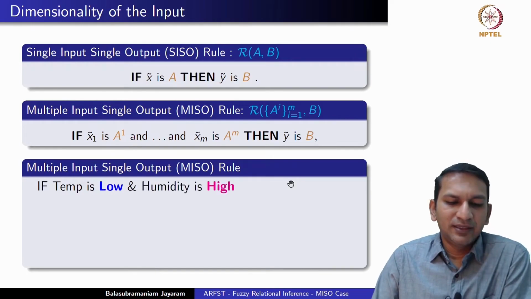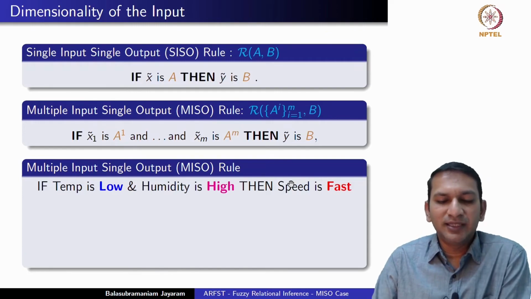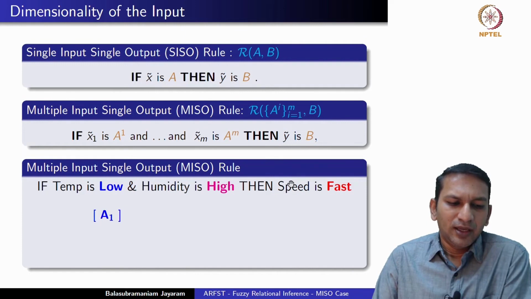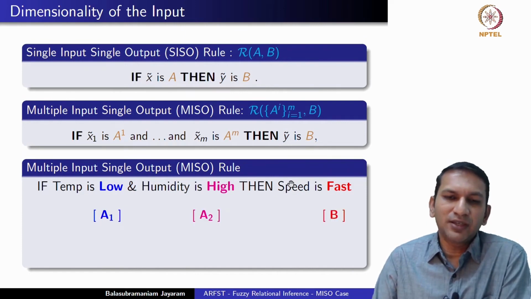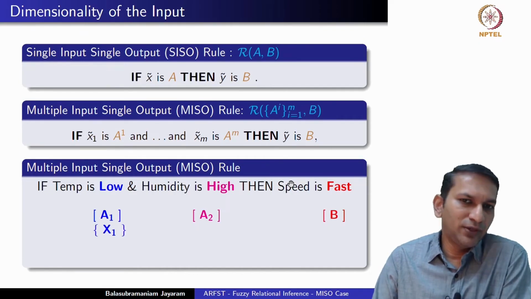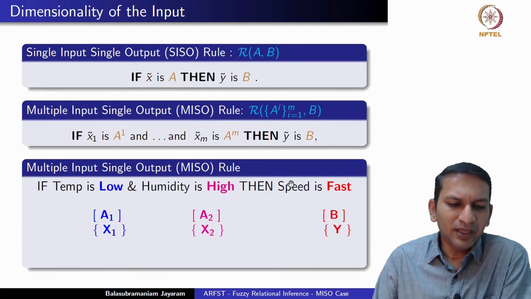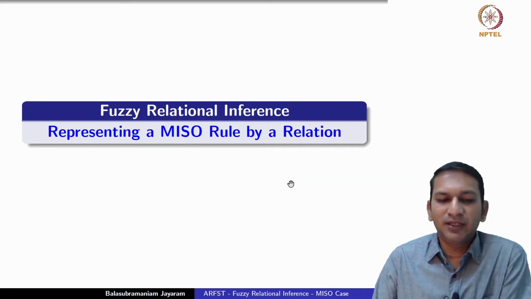We have seen an example of the rule. If temperature is low and humidity is high, then fan speed is fast. Low is the linguistic value a1, high is a2, and fast is b. Note that a1 is a fuzzy set from x1, a2 is a fuzzy set from x2, and b is a fuzzy set from y. Now the question is, how do we capture this rule into a relation? How do we represent a MISO rule by a relation?